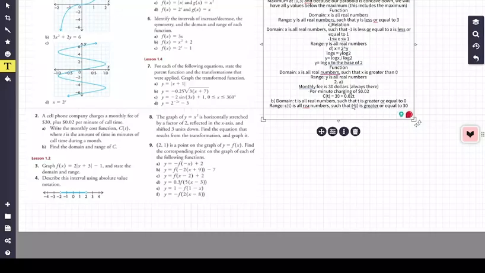Question 1.1. Let's go ahead and get into 1.2. So we're going to graph this function, which I will be skipping, but it's very simple.